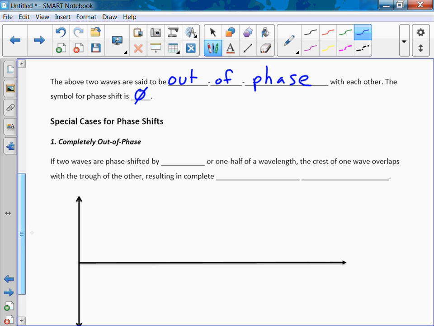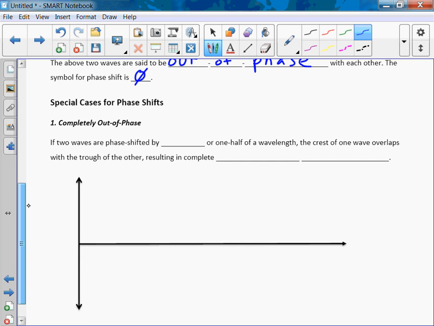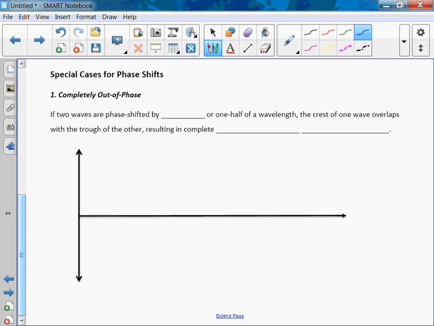All right, so we're going to talk about two special cases for phase shifts. The first one is completely out of phase, and that's when the two waves are shifted by 180 degrees, or one half of a wavelength. Then the crest of one wave overlaps with the trough of the other, resulting in complete destructive interference.